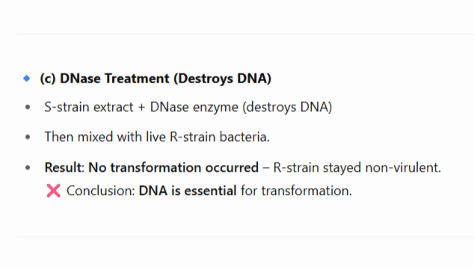C. DNase treatment. Destroys DNA. S strain extract plus DNase enzyme. Destroys DNA. Then mixed with live R strain bacteria. Result. No transformation occurred. R strain stayed non-virulent. Conclusion. DNA is essential for transformation.